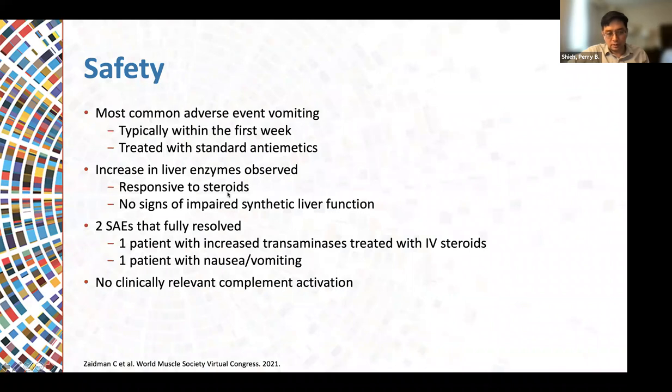This was responsive to steroids. It's thought that this is an inflammatory reaction that we see, and that's why we pre-treat with steroids and continue to treat with steroids. So we've seen this across different gene therapies as well. There were 2 serious adverse events, one that had marked elevations in transaminases that was responsive to steroids, and one that had severe nausea and vomiting. There was no clinically relevant complement activation. What we mean by complement here is the immune system complement that can lead to certain effects. I'm going to be talking about that because in a couple of the other clinical trials I'll be discussing, they did see complement activation.